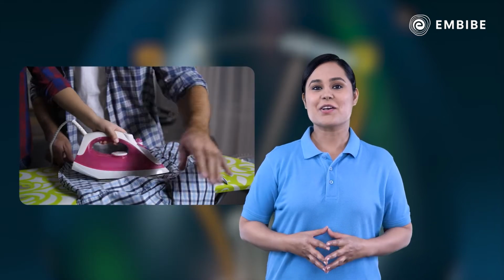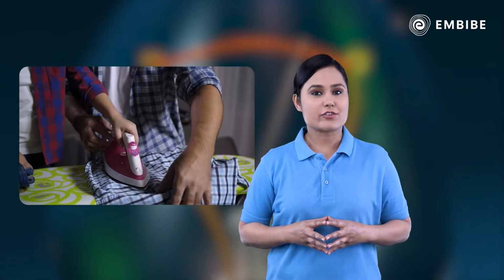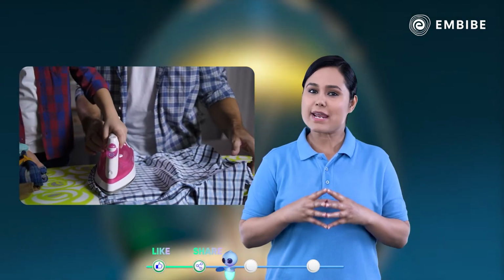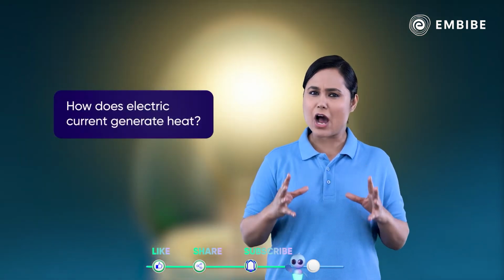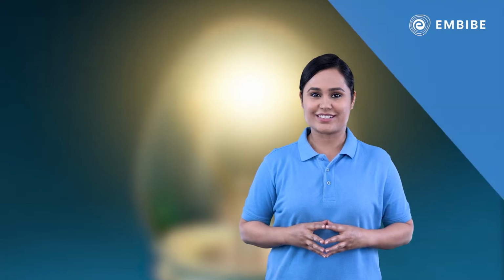Hello learners, notice how the little boy is trying to iron a shirt? These irons run on electricity which generates heat. It is this heat which eventually makes our clothes crisp. But how does this conversion of energies happen? Time to take a closer look.